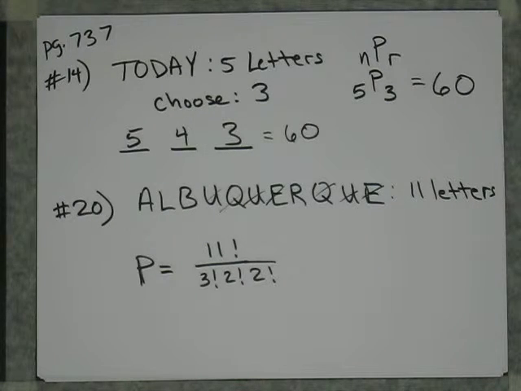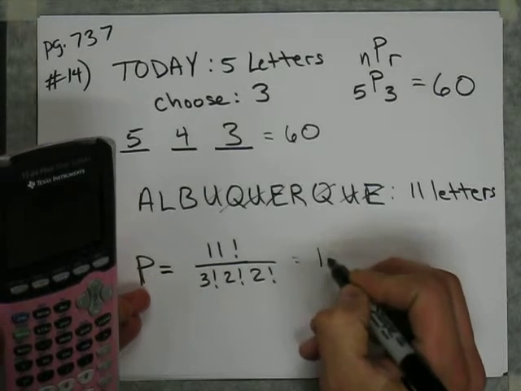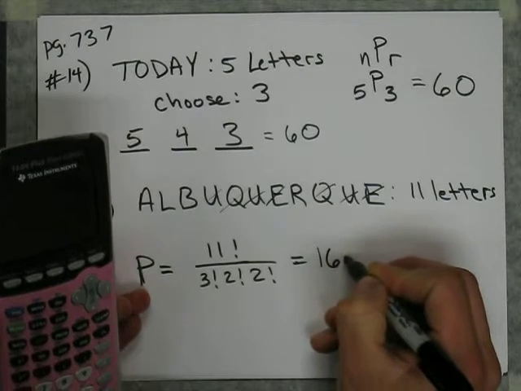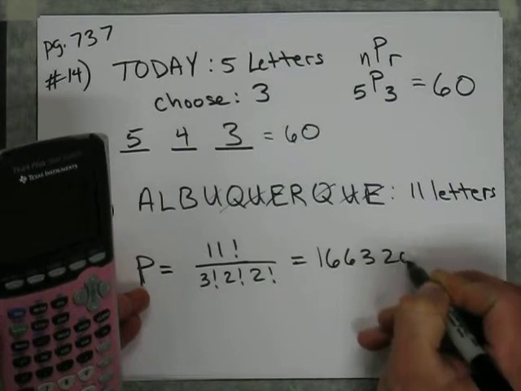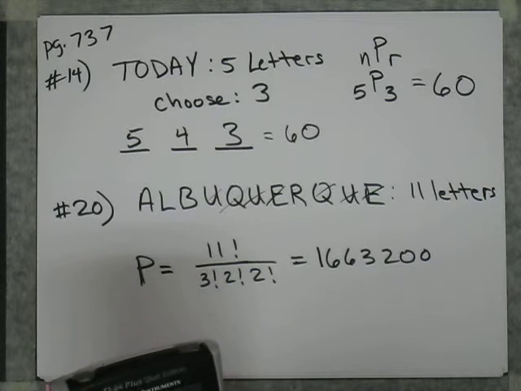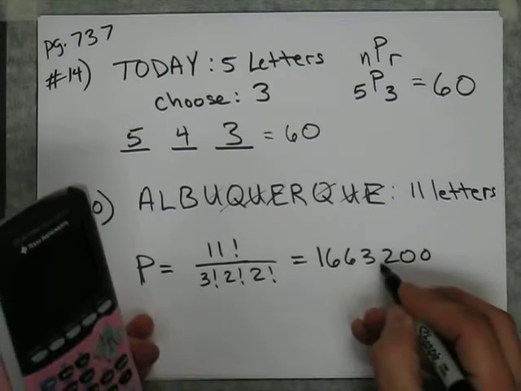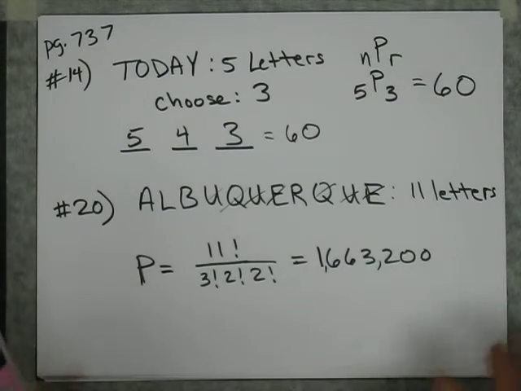And we end up with, and 2 factorial, by the way, is just 2. You should have gotten 1,663,200 on that one. Now, let's do one more.